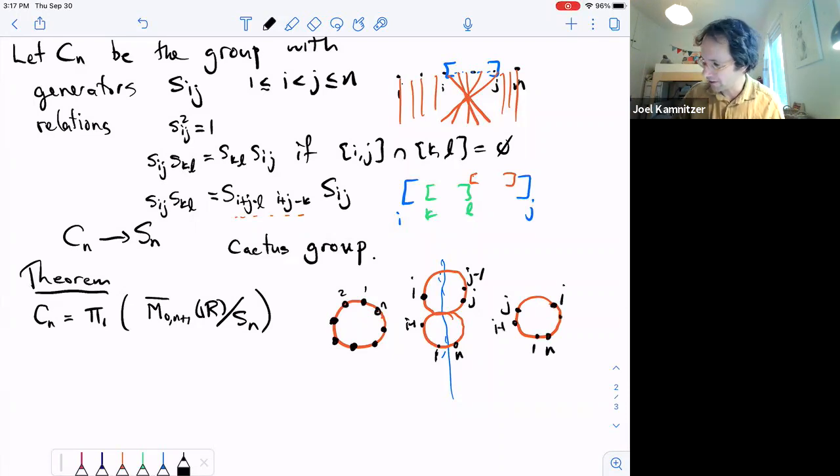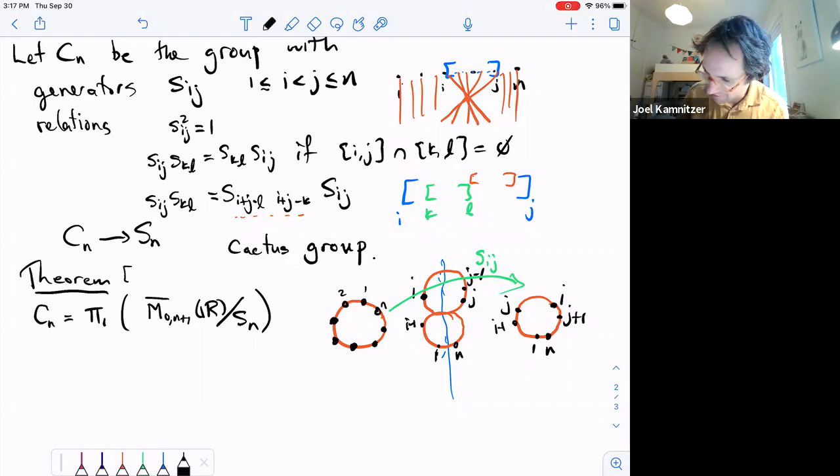So there we are at another connected component. And so this path from here to here is going to be this element S_ij of the Cactus group. So it's not a loop in the moduli space, but that's okay because of this modding out by S_n business. So it's okay that the generators of the Cactus group give us not loops, but these little pieces of paths in the moduli space.